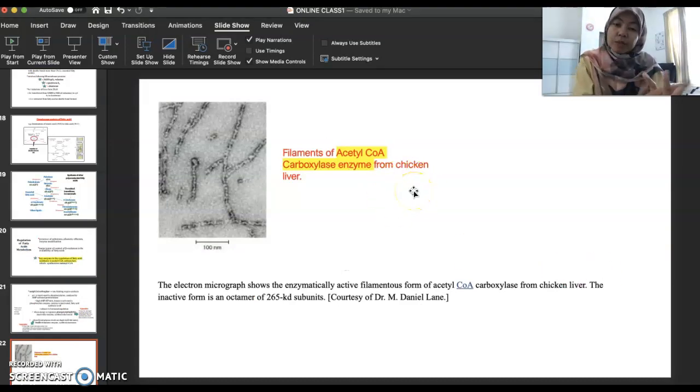Okay, so this one is an example that I want to share with you. The filaments of acetyl-CoA carboxylase enzyme from chicken liver. So diagram ni student saya ambil daripada one of the journal yang dikongsi di online, e-journal kalau saya tak silap. So this one is example of filaments of acetyl-CoA carboxylase that was extracted from chicken liver. So they observe the filaments under the electron micrograph. Okay, that is really cool, right?